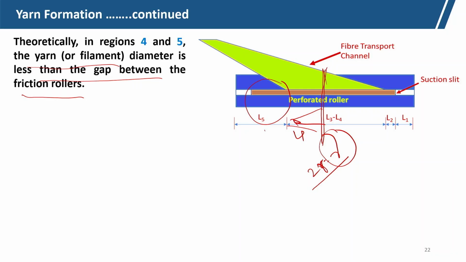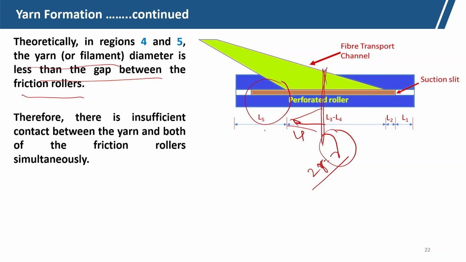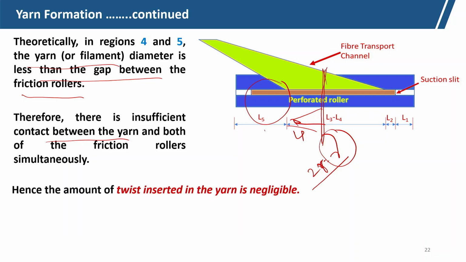So there is not much friction; the frictional action is not taking place, or both the rollers are not coming into the picture. Therefore, there is insufficient contact because the yarn diameter is less than the gap. They are not in contact simultaneously with both the rollers; maybe they will be in contact with one roller at a time. Hence, the amount of twist insertion in this zone is very low, because the yarn is not twisted by frictional contact.